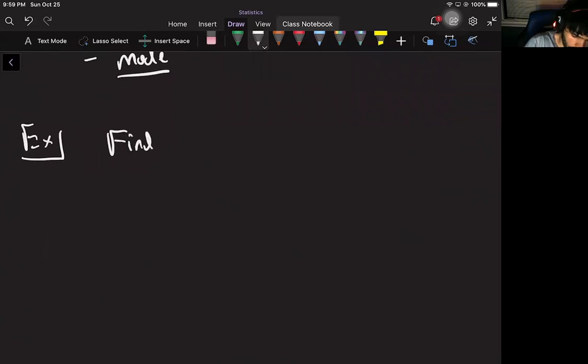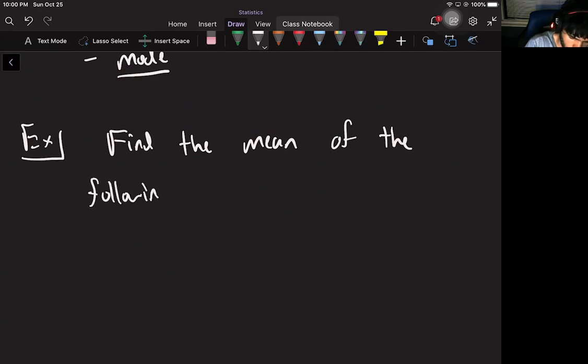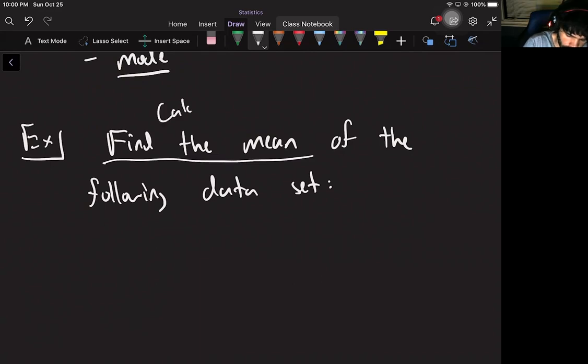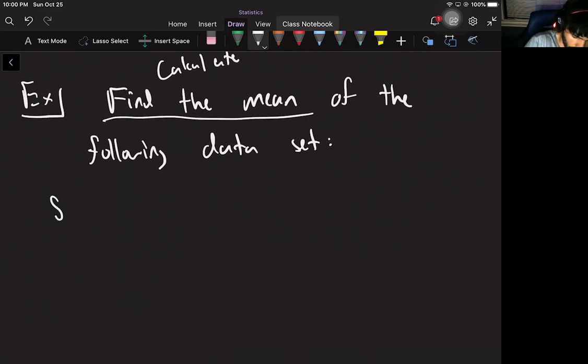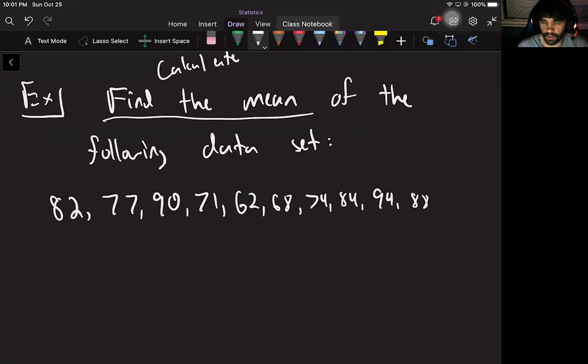So let's find the mean, so we can see how this actually works, of the following data set. So that means I need a list of numbers, and then I'm going to calculate the mean. When I say find, I should really say calculate, because it's really something we're going to calculate. So first I need a list of data. So it's going to be sort of long. So I'm going to pause and magically appear the data. Okay, so here is this data set.